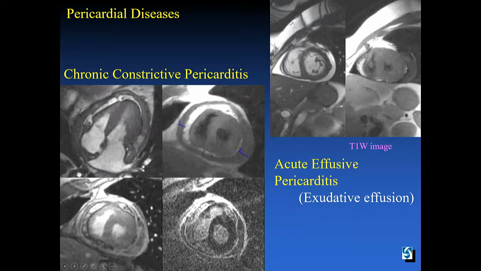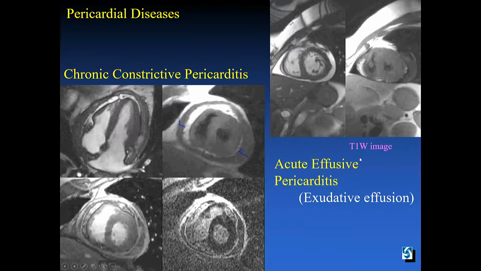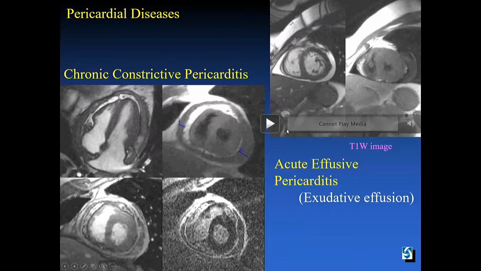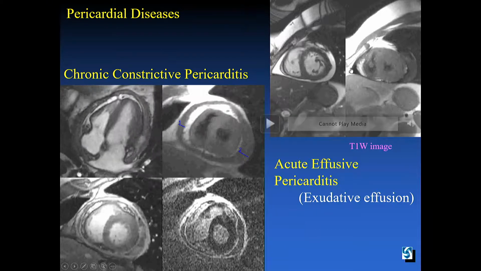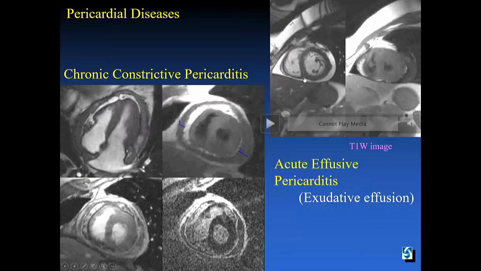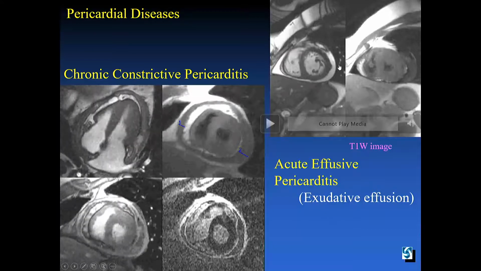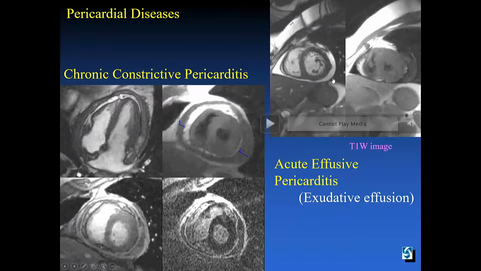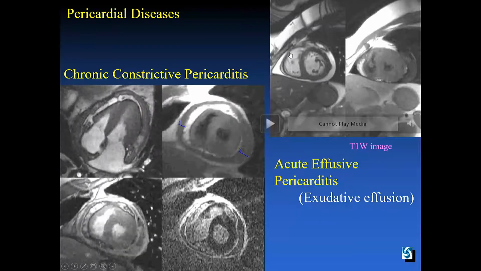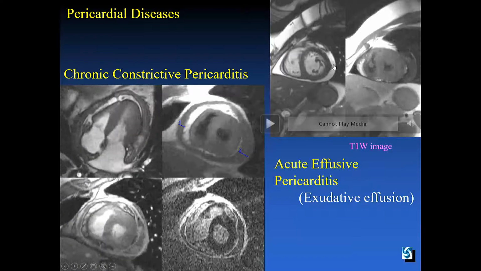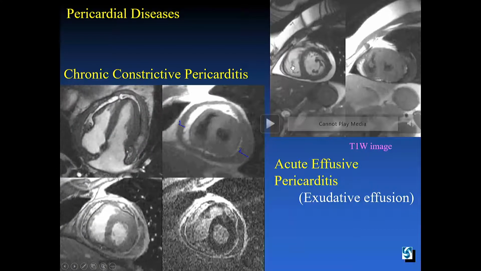Here's a case of a patient with pericardial disease. There are two different versions of it. On the right upper panel, there's a patient with an acute lupus flare. You can see a large pericardial effusion that is fairly bright on T1 weighted imaging, suggestive of an exudate. The heart is sort of surrounded by this large effusion.